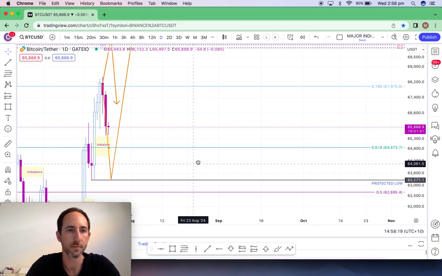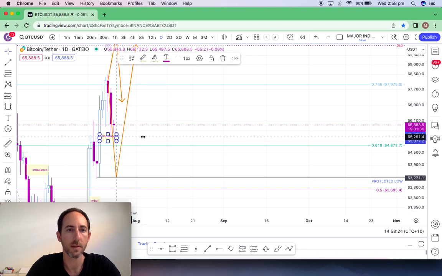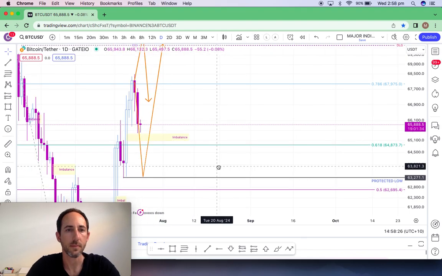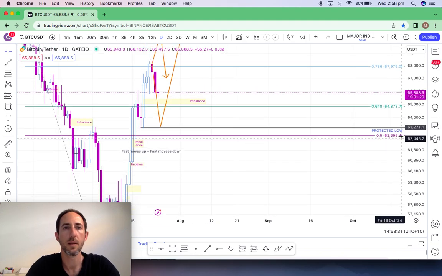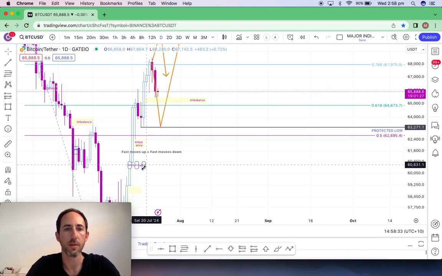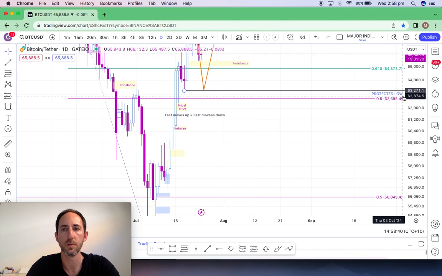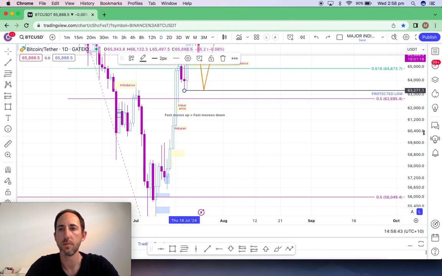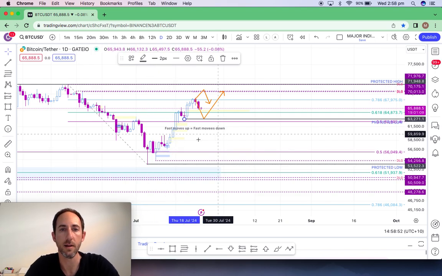Let's open that up. So here we have the imbalance in the daily time frame, as well as a protected low, moving down towards these imbalances further down here with the three imbalances, which was the impulse that has carried us up from the 5th of July, the start of this month.